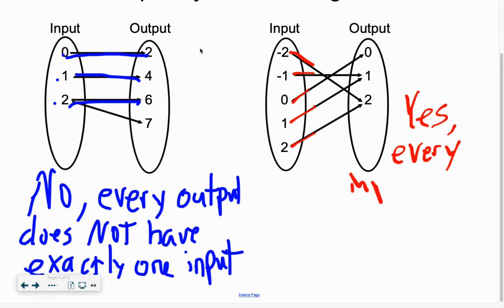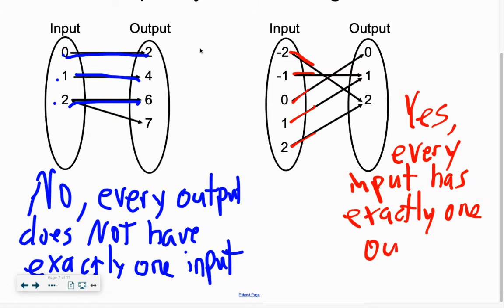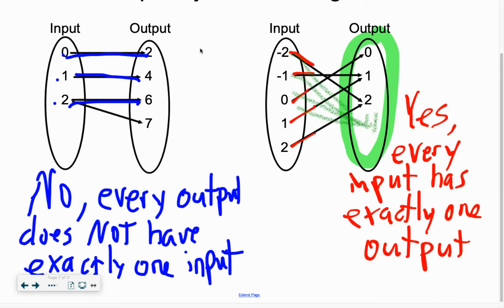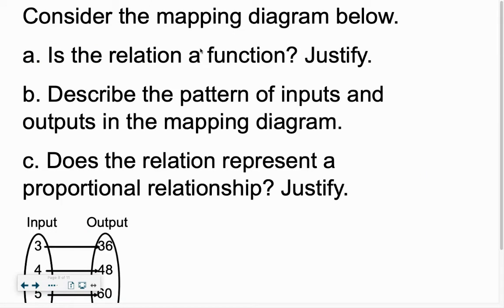every input has exactly one output. And it doesn't matter if the output only has one number in it. If it only had the number 4 and everybody's arrows pointed to 4, as long as the input only has one arrow, it doesn't matter if they're all pointing to the same output. We're only concerned about the input. Does each input have exactly one line, one arrow coming out of it?